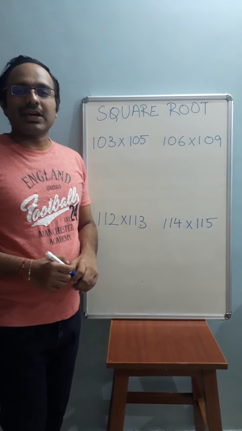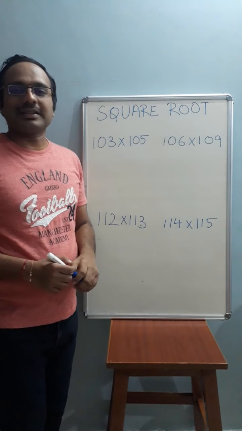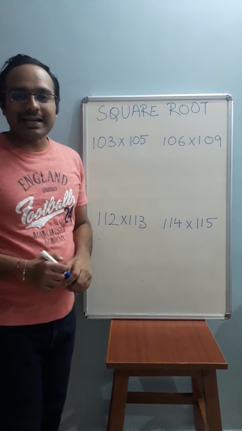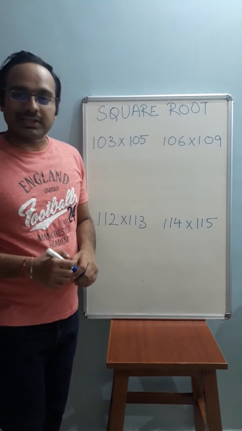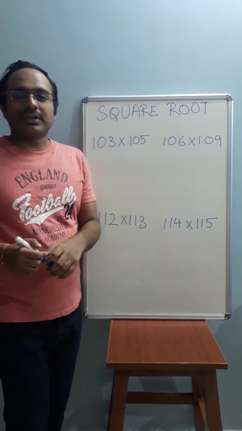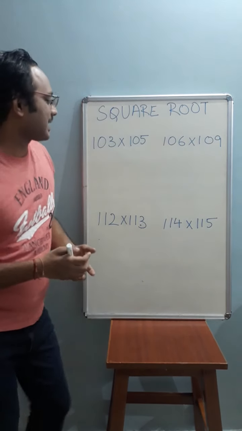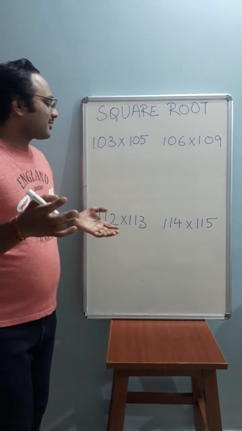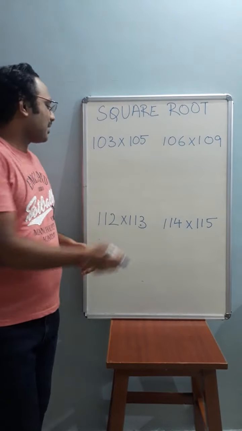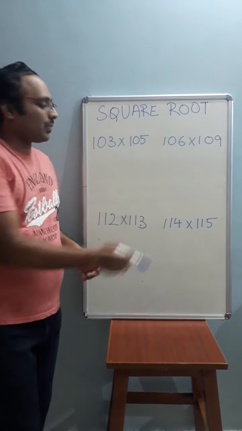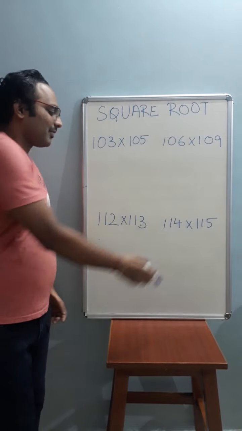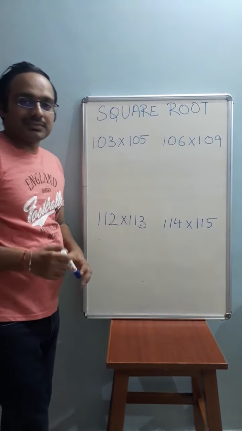This is the channel where you learn different mathematical concepts and mathematical tricks, not by mugging up the steps, but by understanding how each trick works. Today I will explain a trick from Vedic mathematics: how to multiply numbers which are very near to a hundred. For example, 103 into 105, 106 into 109, 112 into 113, 114 into 115.